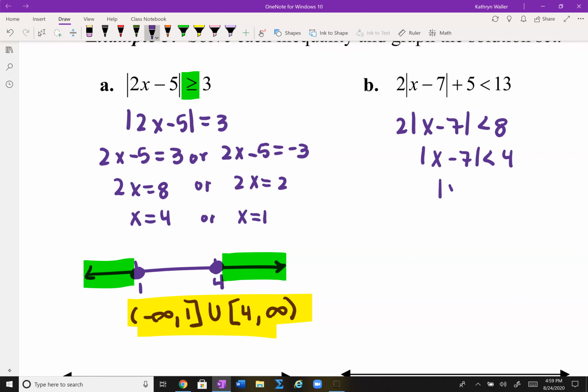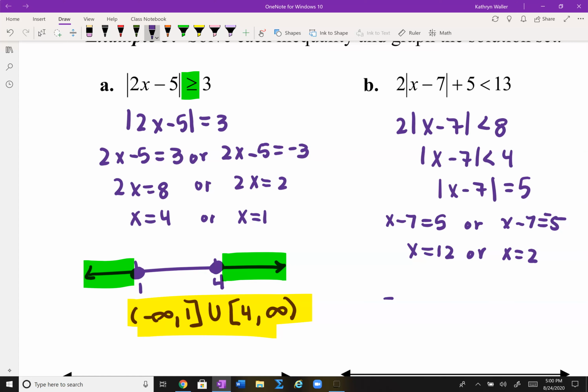This is the step that everyone skips. Do not skip this step, okay? Make the inequality an equal sign. The next step, split it in 2 and drop that absolute value symbol. 7 comes over and becomes a positive and you get a 12. 7 comes over, oops, that should say negative right there. 7 comes over and becomes a positive and you get a 2.